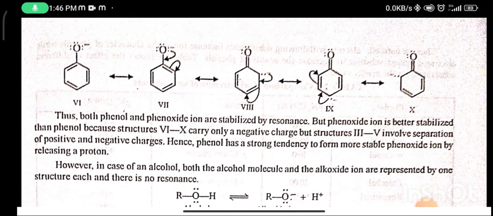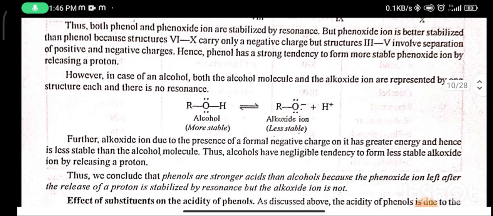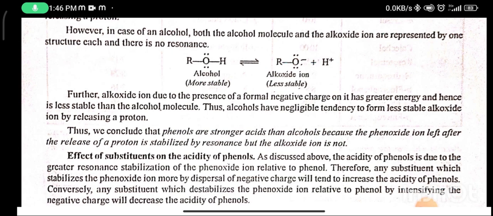Thus, both phenol and phenoxide ion are stabilized by resonance, but the phenoxide ion is better stabilized than phenol because structures 6 to 10 carry only a negative charge, but structures 3 and 4 involve separation of positive and negative charge. Hence, phenol has a strong tendency to form the more stable phenoxide ion by releasing a proton. However, in the case of alcohol, both the alcohol molecule and the alkoxide ion are represented by one structure each and there is no resonance. Alcohol is more stable, and the alkoxide ion is less stable.